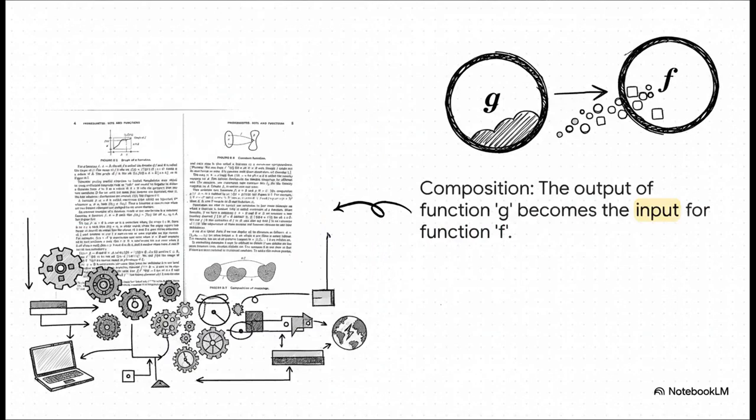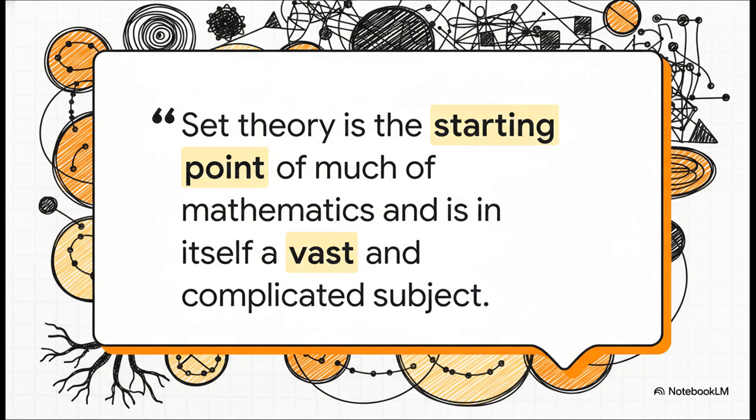And this is where it gets really, really powerful. We can chain our verbs together to create more complex sentences. The output from one function, let's say G, can feed directly into another function, F. This is called composition, and it's how we build the incredibly complex mathematical machinery that runs our modern world. And hey, don't just take my word for it. As Elementary Classical Analysis puts it, "Set theory is the starting point of much of mathematics and is in itself a vast and complicated subject." We're really just scratching the surface of the very foundation of a deep and powerful field.